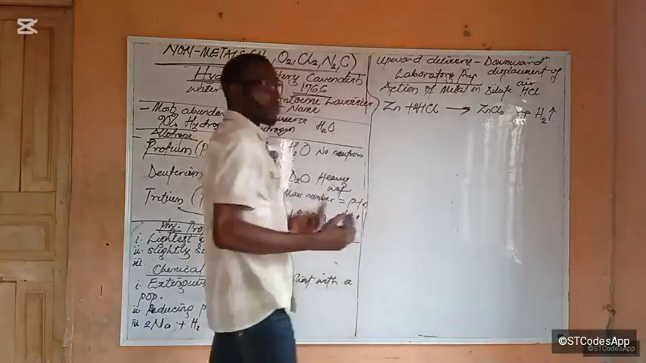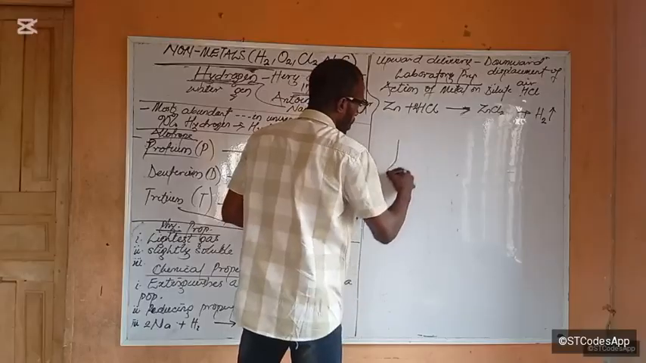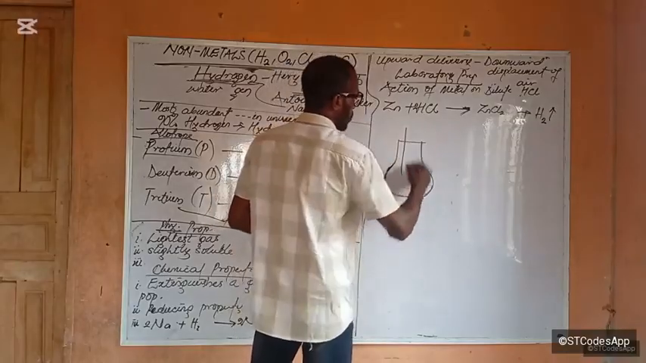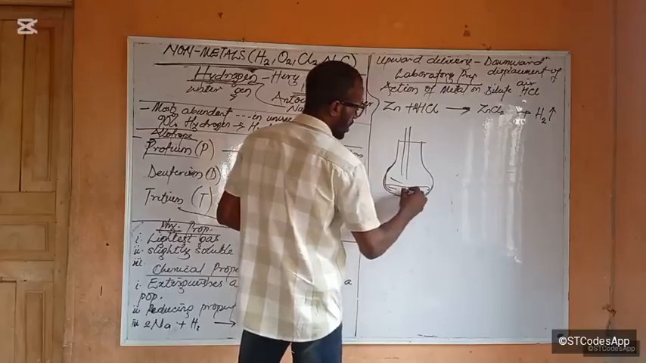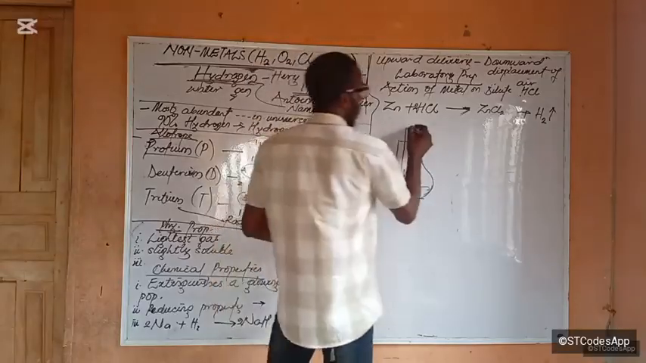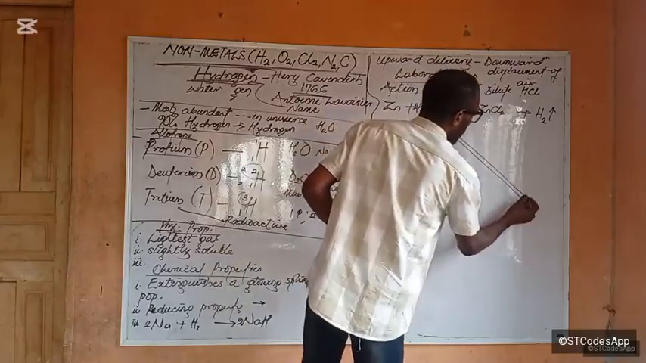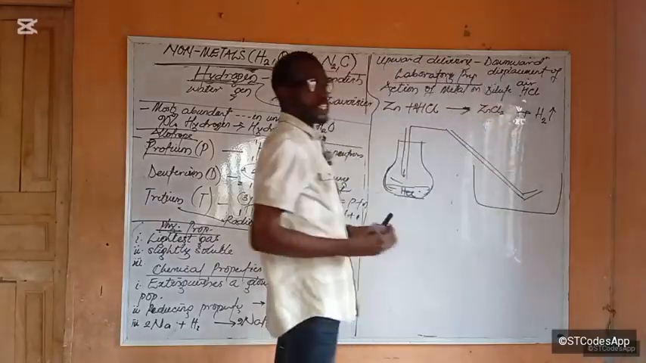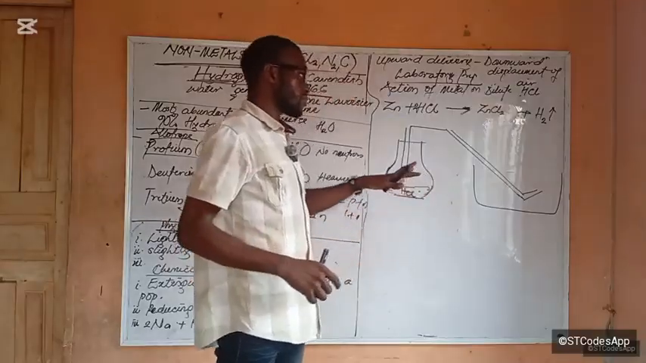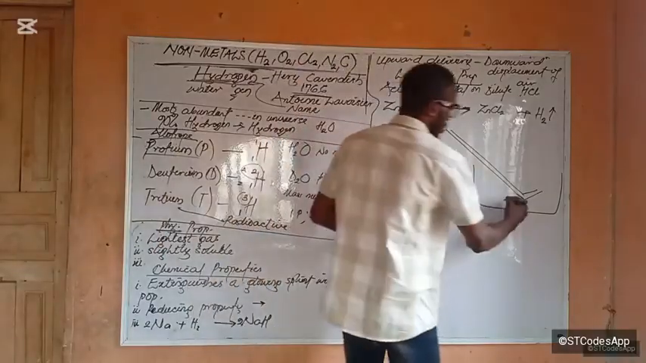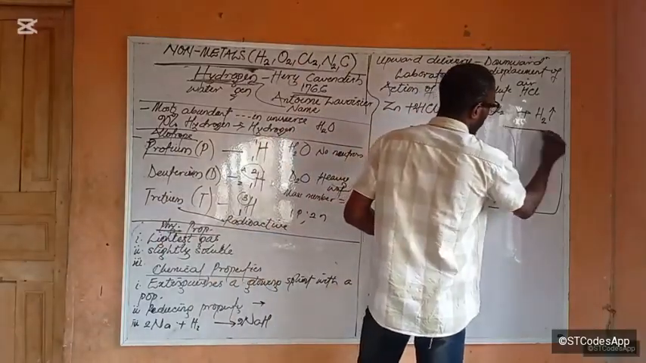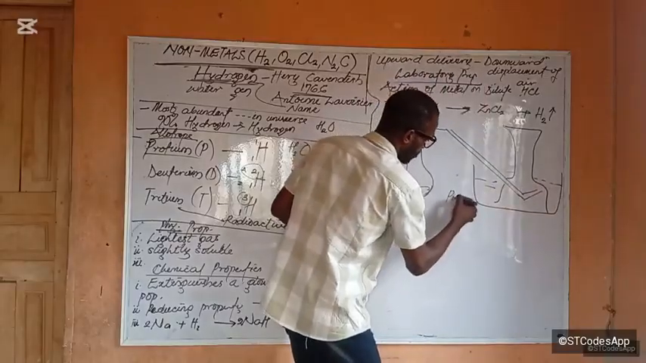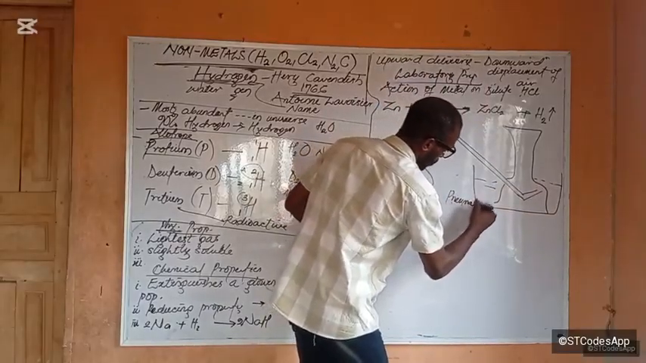So how is the setup? You add into a flat bottom flask your zinc and your dilute HCl. HCl will be here, then your zinc will be added. You are going to collect the gas in a pneumatic trough. The reason is it is not soluble in water. A pneumatic trough looks somewhat like this. This is a pneumatic trough.